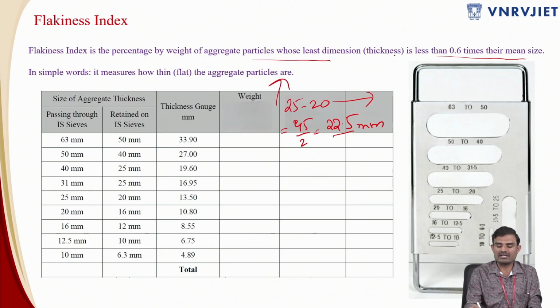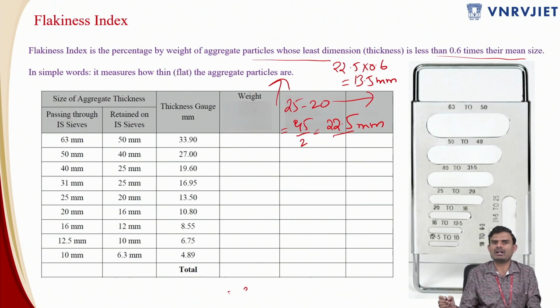The lower limit is defined as 0.6 times the mean. Your mean value is 22.5 multiplied by 0.6. We are deviating from the mean by 0.4, which ends up as 0.6 times the mean. That will be somewhere around 13.5 mm. So even though the aggregate particle range is 25 to 20 mm, we have set the lower limit, so it can have the shortest dimension up to this particular value, 13.5. Similarly, we are also going to see the longest dimension in the next slide.